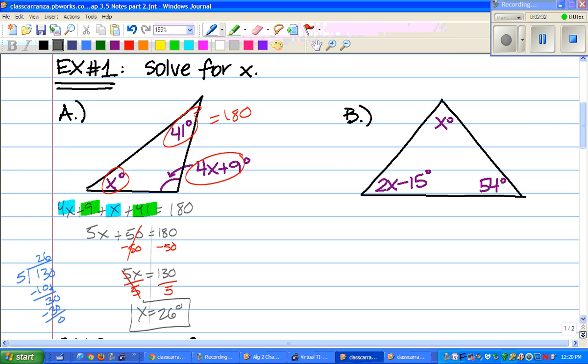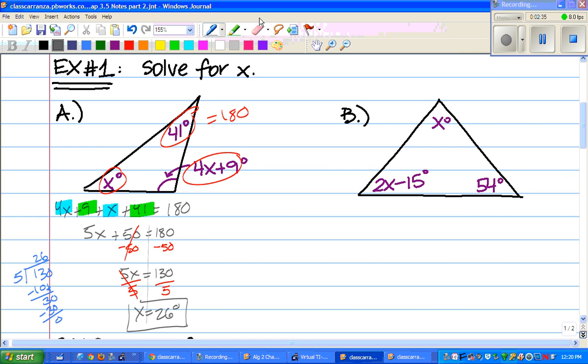Okay? Not too bad. Just a little bit of review. All right, next one. Same thing. We're going to set all of those equal up to 180. So 2x minus 15 plus x plus 54 equals 180 degrees. Let's combine our like terms. We get 3x. And now you're doing 54 minus 15, which should give you 39.